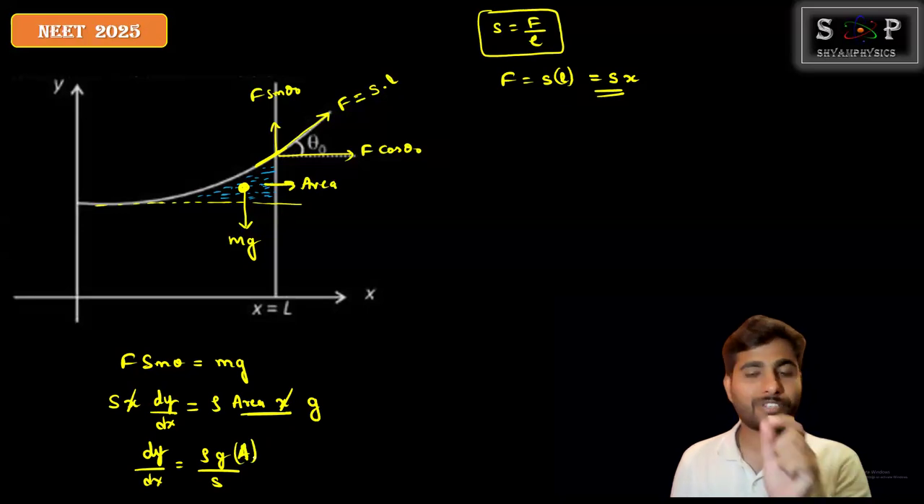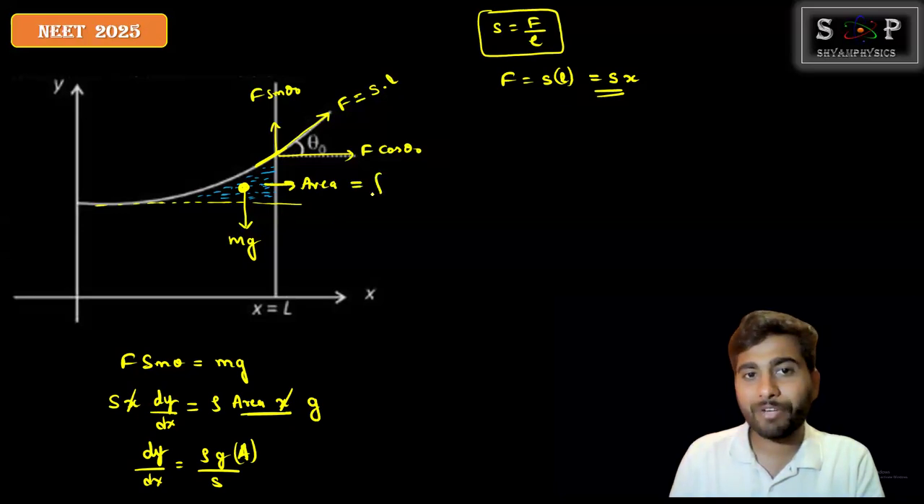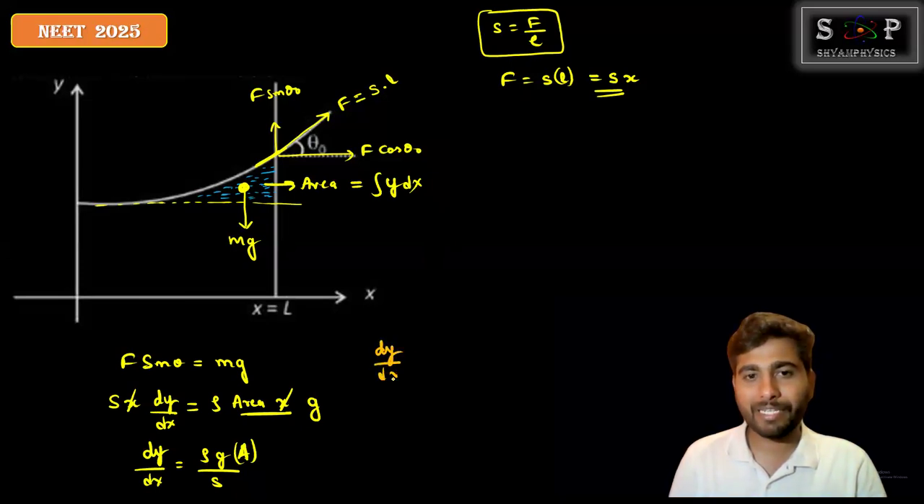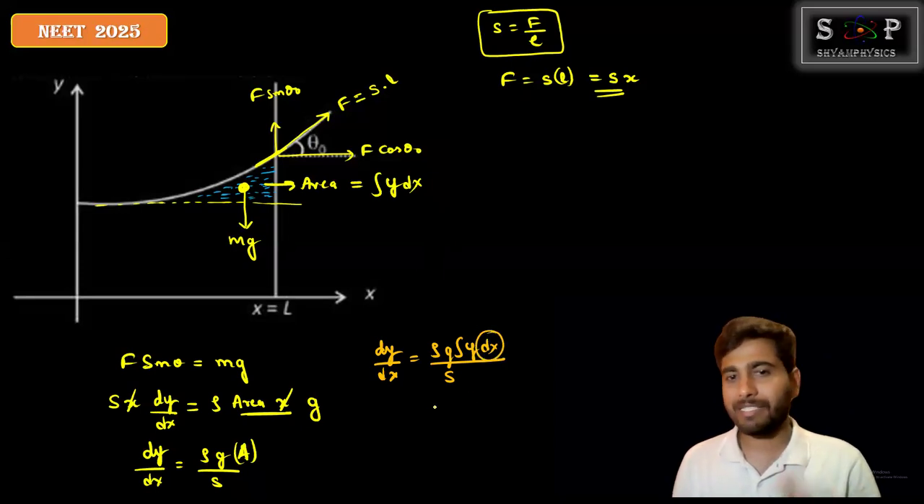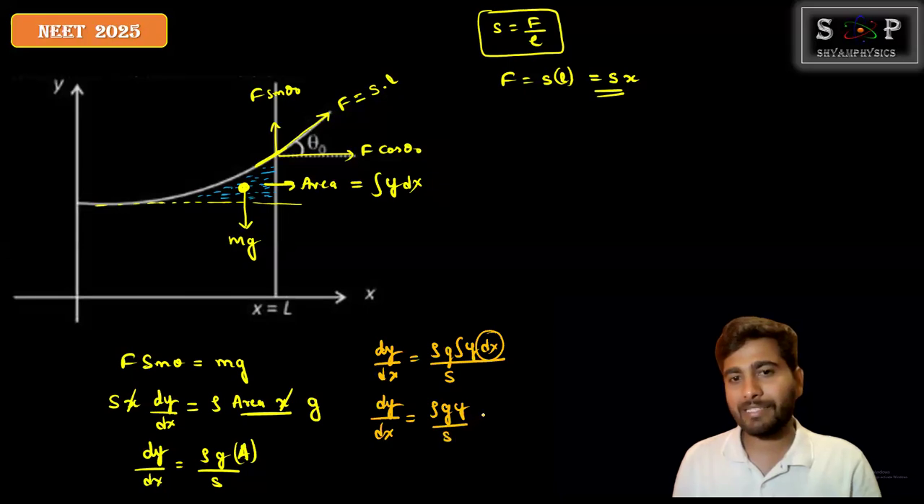But this area is actually not constant. It actually has a non-uniform cross section. For that reason, in mathematics, we use area as y into dx. Using this value, look at this: dy by dx equals rho g integration of y dx divided by S. Y is a fixed length. That height we need to calculate in terms of y only, they are asking. Integration of dx means this x. So we get dy by dx equals rho g y by S into x.